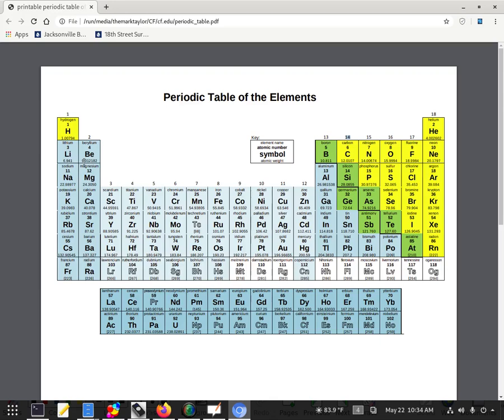Now, the reason they're giving up electrons, if I were to look at sodium and go back to 10, it actually is going to start to behave a little bit more like neon. More importantly, its electron cloud is going to behave like neon.